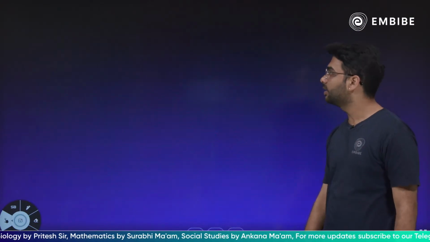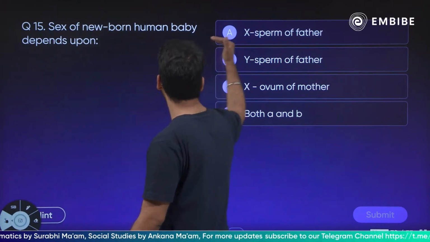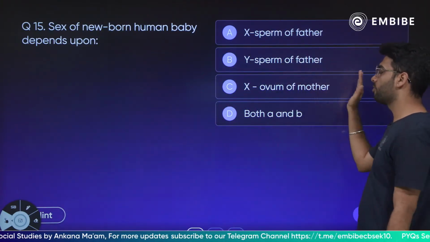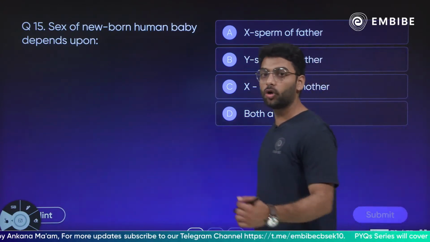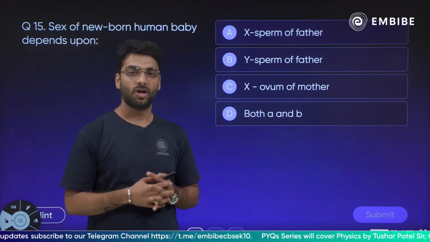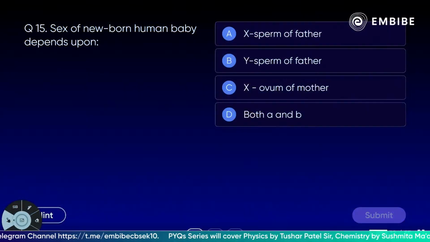क्वेश्चन नंबर 15. सेक्स ऑफ द न्यूबॉर्न ह्यूमन बेबी डिपेंड्स ऑन X sperm of father, Y sperm of father, X ovum of mother or both A and B. On whom does the sex chromosome depend? Hello Vasundhara Devi. Is it on X of father, Y of father, X of mother or both A and B?